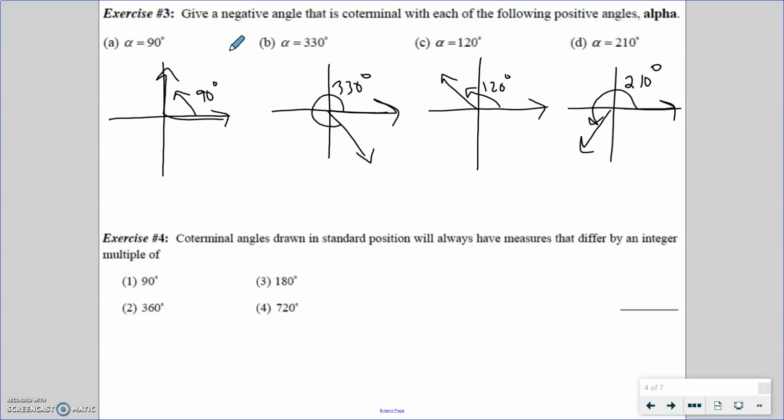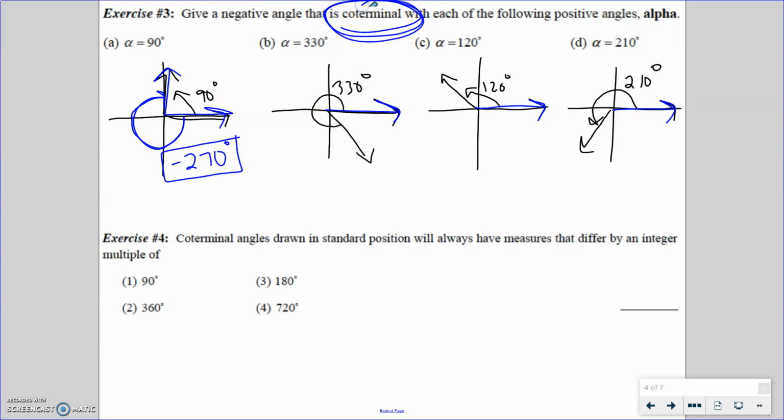That means I still want the same exact terminal line, meaning this is always your initial side, no matter what. It does not matter what angle we're talking about, whether it's coterminal or reference angle, okay? So basically, if 90 degrees was going to the left and this was the terminal ray, I want to say, what's this degree measure right here? I know it's going to be negative because I'm going clockwise: negative 90, 180, 270. So negative 270 degrees is the angle that is coterminal with positive 90 degrees. That's kind of how that works, okay?